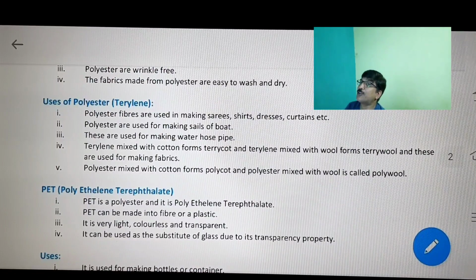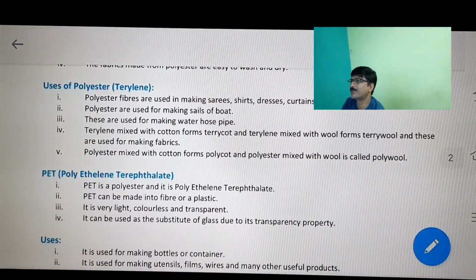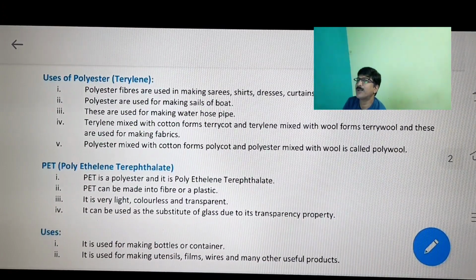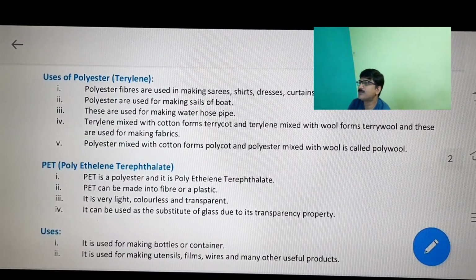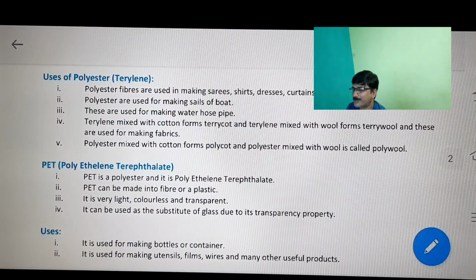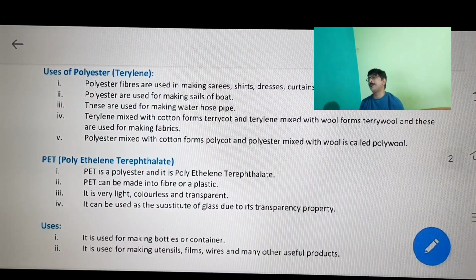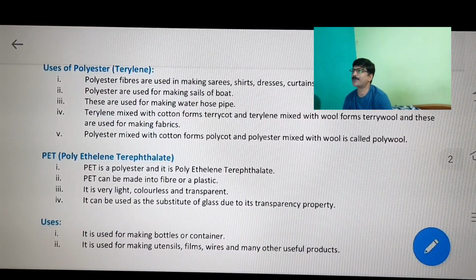And this polyester or terylene, when mixed with the cotton, forms polycot or terrycot. Similarly, the polyester or terylene, when mixed with the wool, forms the polywool or terrywool. So your terrycot, terrywool, polycot, these are the good quality fibers which are used for making fabrics. So these are the important uses of the polyester.